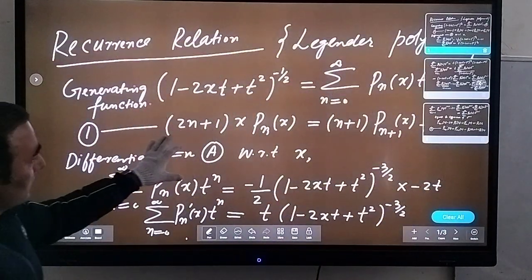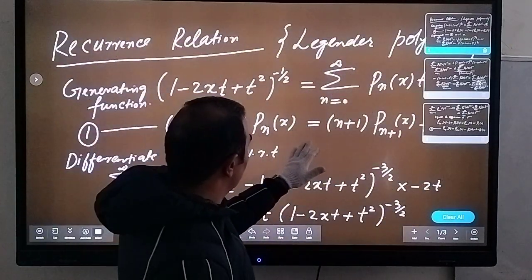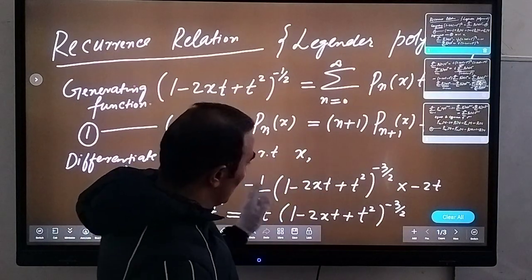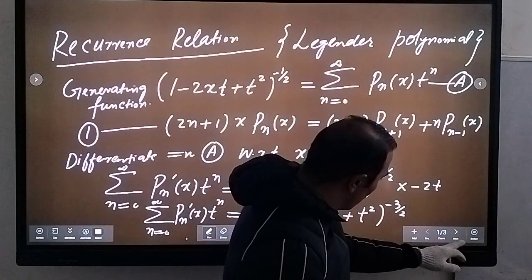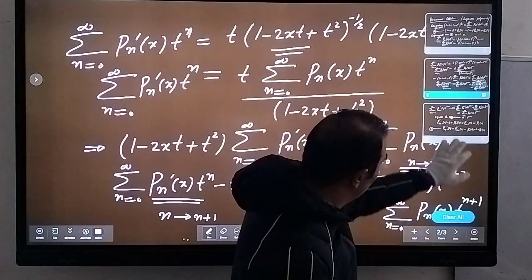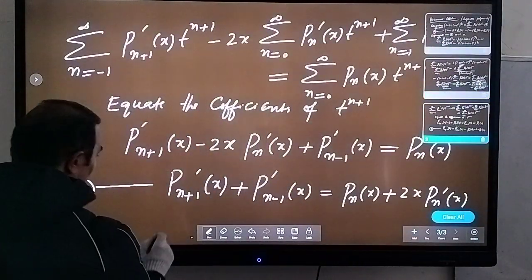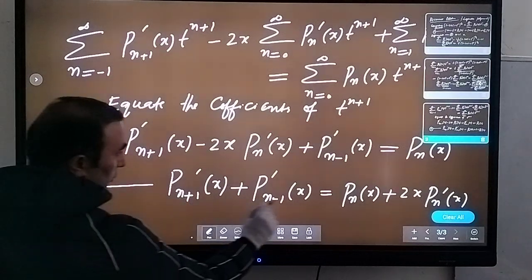So we have the first reconciliation, that is (2n+1) x Pn(x), right? That's equal to this thing. So we can do one thing. So we can add or we can multiply this. So we can multiply that 2n+1 to this 2.